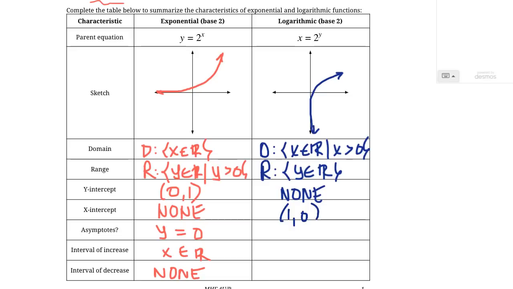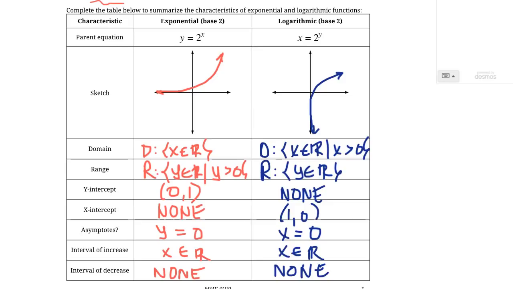So that's our x-intercept. And it does have an asymptote, and that is at x equals 0, as we can also see from our graph. Interval of increase. Again, it looks like it's increasing everywhere, right? It goes up, up, up, and continues to go up forever. So this is also going to be x is an element of real numbers, and it never looks like it's decreasing. Oops, not never. None.